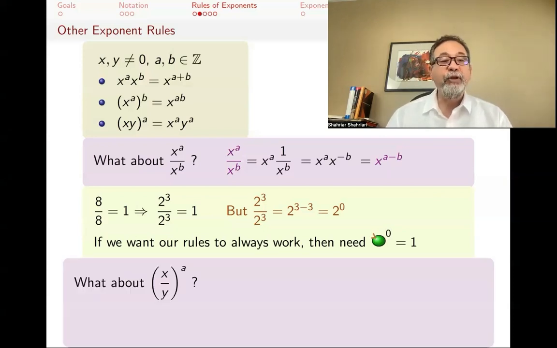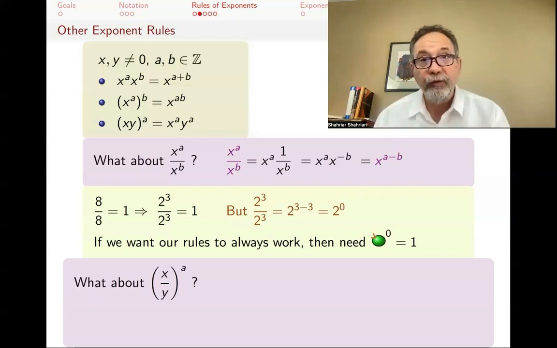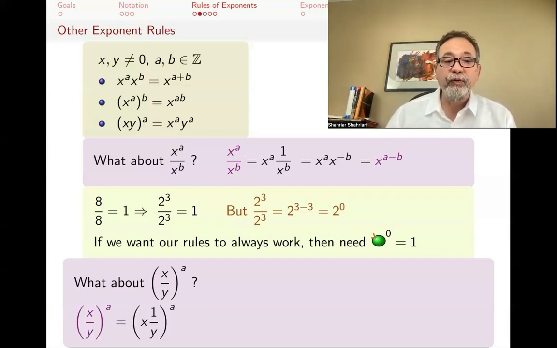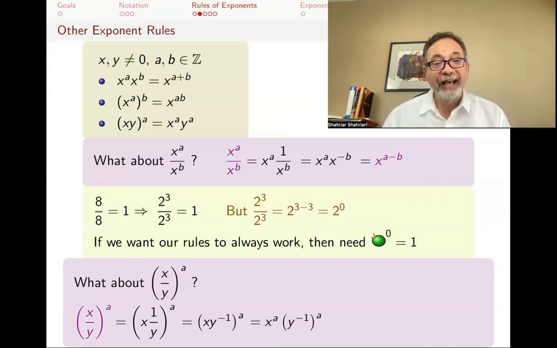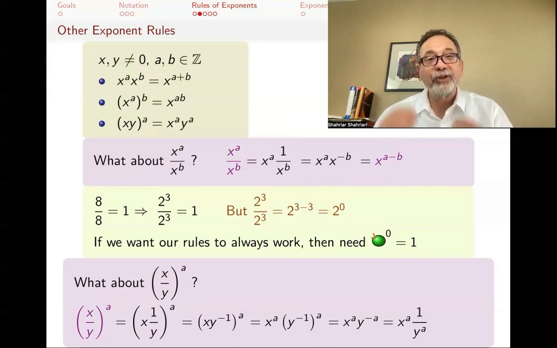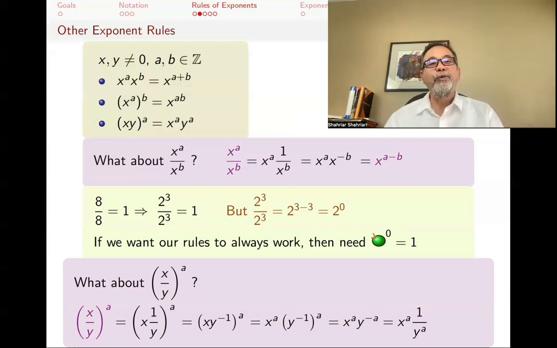One final rule: we had said that xy to the a is x to the a, y to the a. What about x over y to the a? Notice that x over y is the same as x times 1 over y. 1 over y is y to the minus 1. And now we can use the rule xy to the a is x to the a, y to the a. And so we get x to the a, y to the minus a, but y to the minus a is 1 over y to the a.